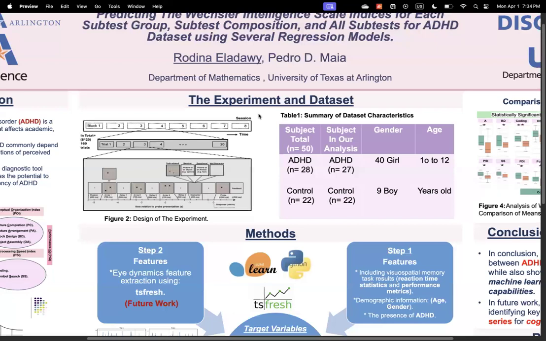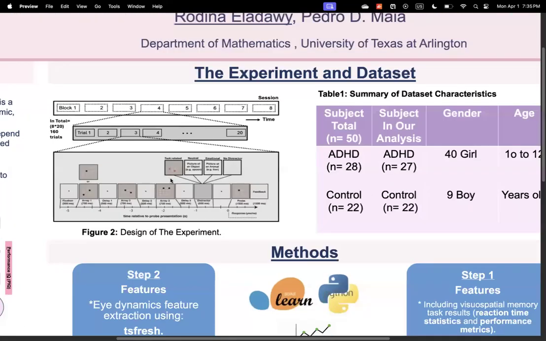The subjects that we have are around 15 children, aged 10 to 12. I dropped one subject from our analysis because he doesn't have all the results for the Wechsler index. So we dropped him. Now we'll talk about the experiment.